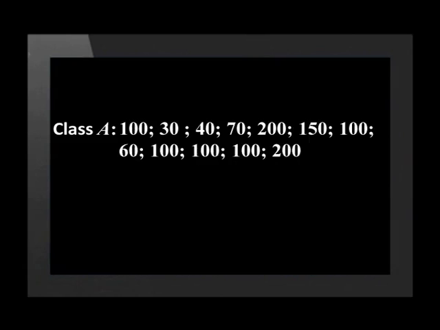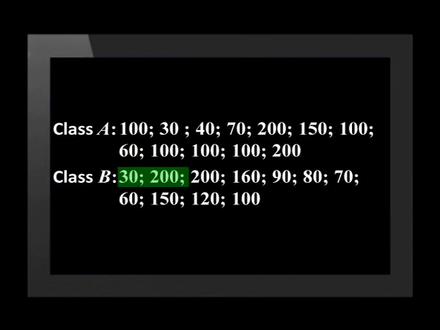Lebo collected data on monthly allowances in Rand from 2 classes. Class A: 100, 30, 40, 70, 200, 150, 100, 60, 100, 100, 100, and 200. Class B: 30, 200, 200, 160, 90, 80, 70, 60, 150, 120, and 100. Let us find the quartiles of the 2 classes.